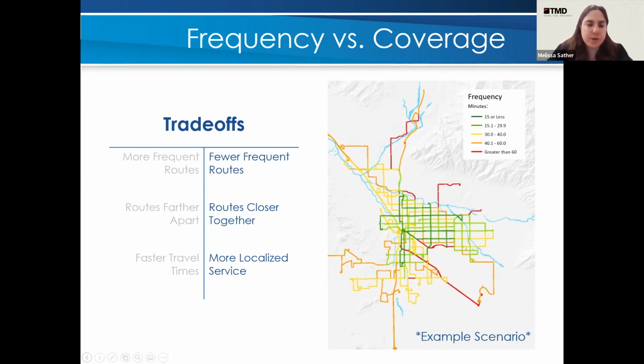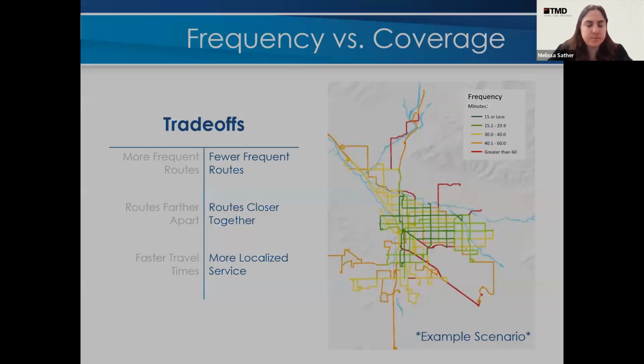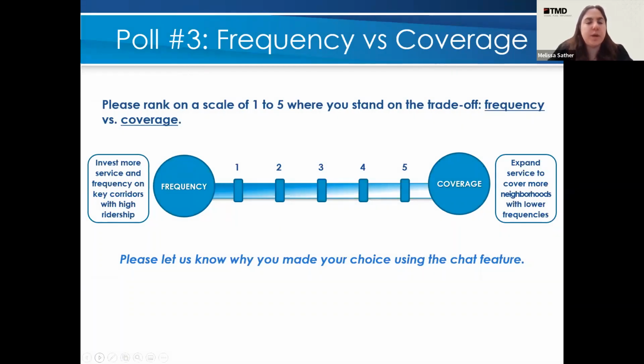So on the next slide, we have a poll question. We want to know if you can rank on a scale of 1 to 5 where you stand on this trade-off between frequency and coverage. So a vote of 1, you want all the eggs in the frequency basket. You're investing more service on frequency on key corridors with high ridership. Whereas 5, you're really investing in coverage, making sure everybody in the region has access to transit service. 3 would be a balance between both of them. And then 2 would be mostly frequency, but with a little bit of coverage balance, whereas 4 would be mostly coverage with some frequency balance. And again, everything's going to be context specific when looking at making these choices.